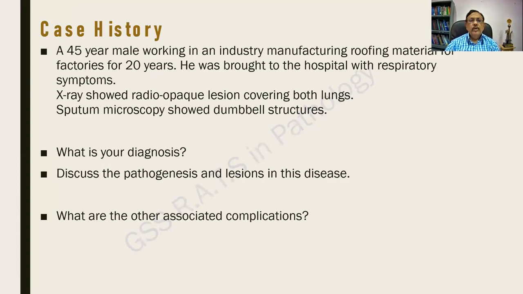So, what is your diagnosis? A 45-year-old male, 20 years duration, roofing material factory, brought with respiratory symptoms. X-ray shows radio-opaque lesions, and the sputum showed dumbbell structures. What is your diagnosis? And discuss the pathogenesis and the lesions of the disease, and what are the other associated complications.